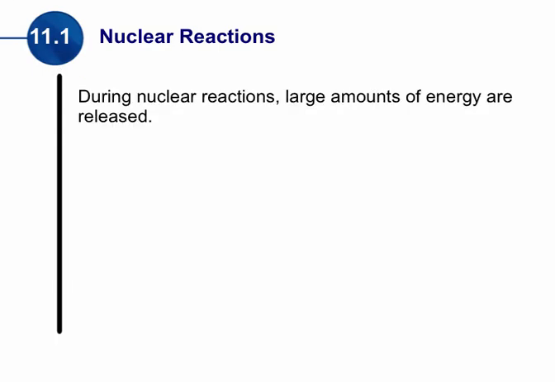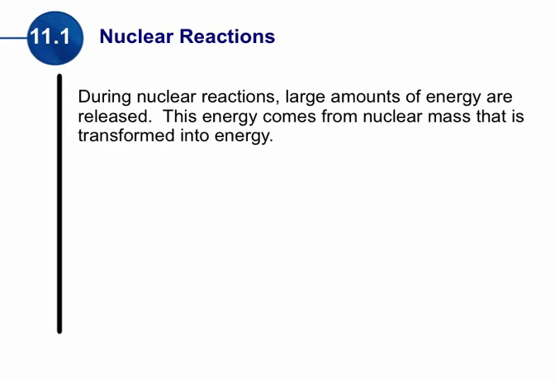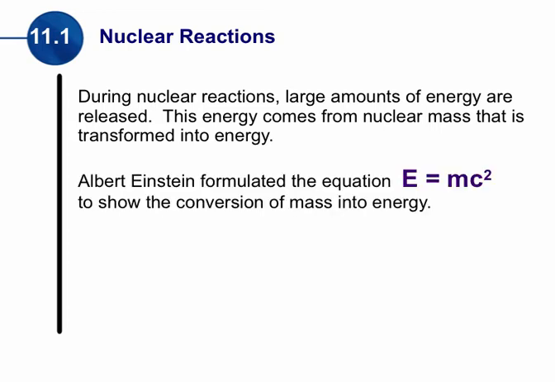Now, during a nuclear reaction, large amounts of energy are released. And this is where we start to harness this energy, use it for our own benefit or potentially our own harm. This energy comes from the nuclear mass. Some of the nuclear mass, when it decays, is actually transferred into energy. And it was good old Albert Einstein that told us about this, that energy actually comes from mass. And he formulated the equation E equals mc squared, probably the most famous equation in science.